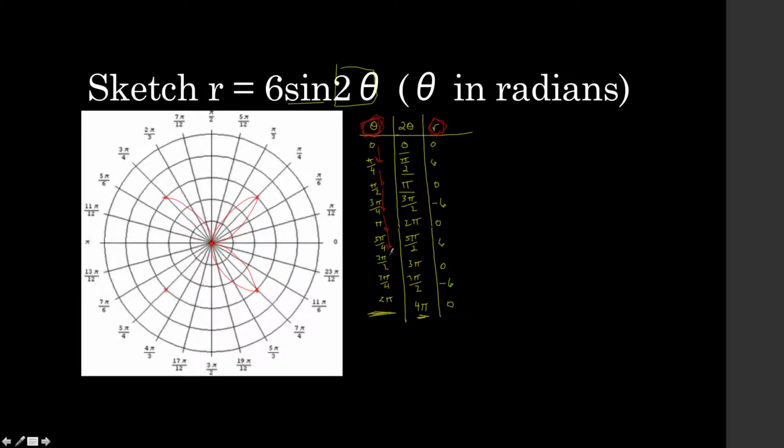We're decreasing again, back to 3 pi over 2. We're decreasing again from 0 to negative 6, from 3 pi over 2 to 7 pi over 4. Decreasing again. And from 7 pi over 4 to 2 pi, we're increasing.